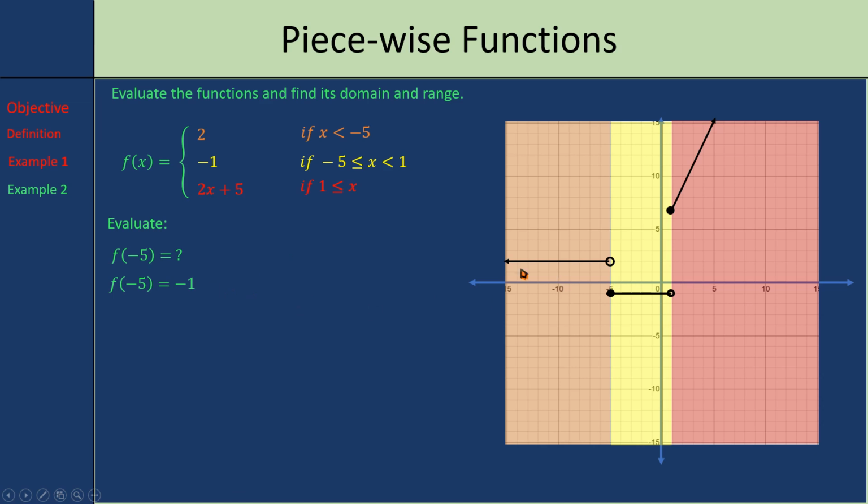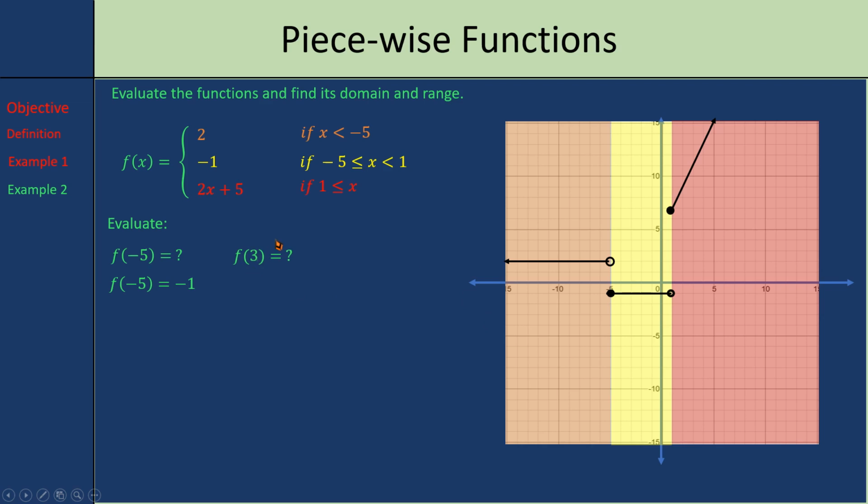Oh, by the way, if you do it with the equation, -5 is not the orange one, right? Because there's no equal sign. So you see, there's a hole there. X is -5, which is not less than -5. It's equal to -5. So you have to use the yellow one. So it's at -1. Again, it corresponds to the graph.